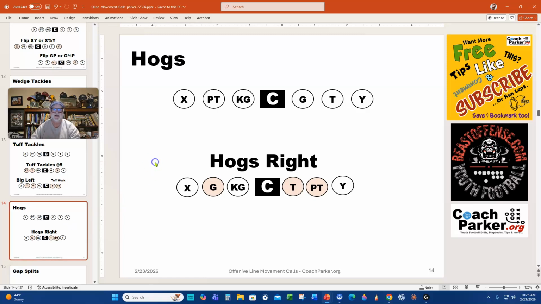Here is Hogs. Hogs is if the guard and tackle are going to a side, and the 2 tackles are going to a side, they'll play guard tackle.